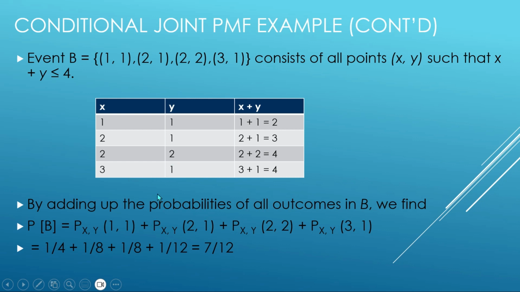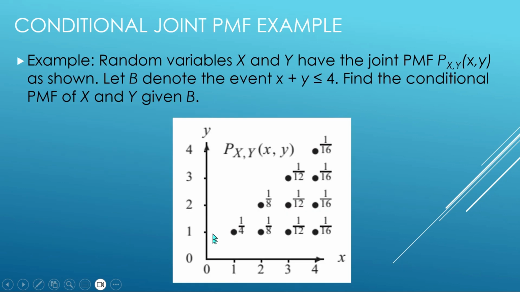Now to find the probability of event B, we simply add the probabilities at these given values of probability x comma y. So as we can see, when x is 1, y is 1, the probability is 1 by 4. So we will take 1 by 4. 2 comma 1 gives us 1 by 8. 2 comma 2 is again 1 by 8. And 3 comma 1 is 1 by 12.